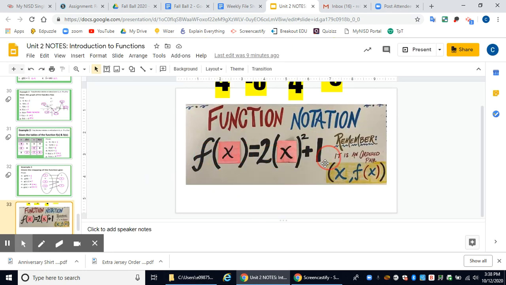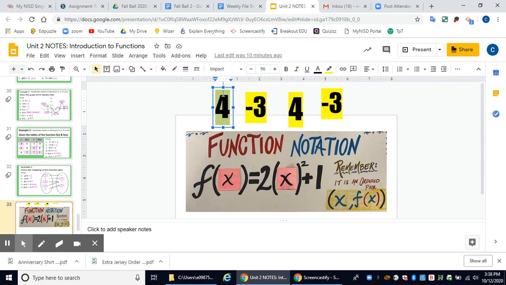All right, guys, so function notation, when you're evaluating, you're trying to find the values of something, you would actually put them in parentheses. So you have your f of x here, okay, and then you have your equation, 2x squared plus 1. It's very important that you put these in parentheses when you do them. Just to kind of see, you see how the x is pink in both?